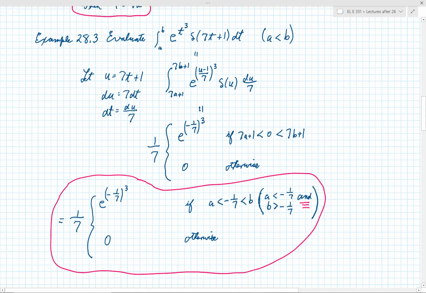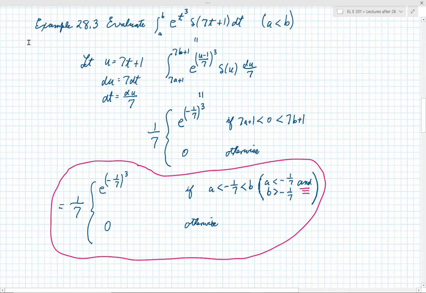Okay, so now let's look at equation 28.3. Here we're asked to evaluate the integral from a to b of e to the t cubed times delta of 7t plus 1 dt. And you can assume that a is less than b.